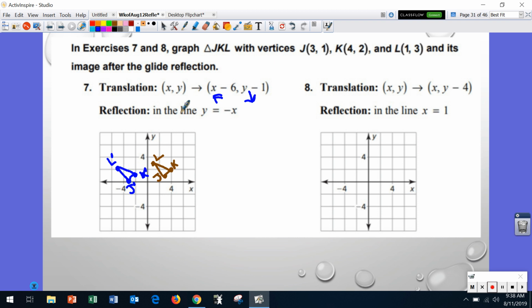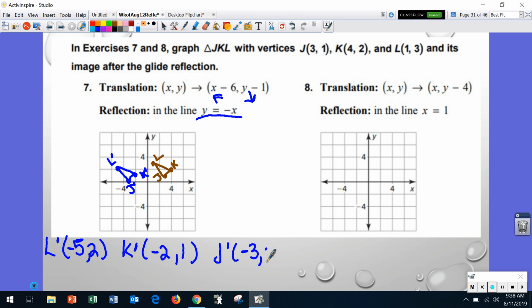Now it says a reflection in the line y equals negative x. So if you look here, if this is y equals negative x, I'm lucky. There's a rule that I can make for this. So now all I need to do is get the coordinates for L prime, which is (-5, 2). K prime is going to be (-2, 1). And then J prime is going to be (-3, 0).